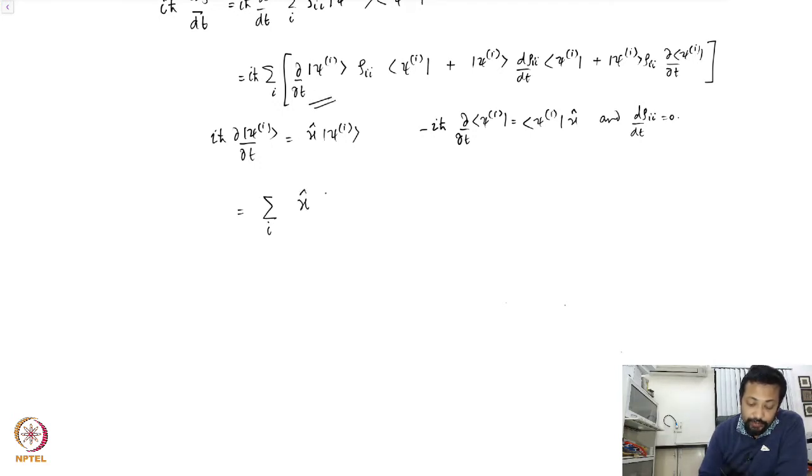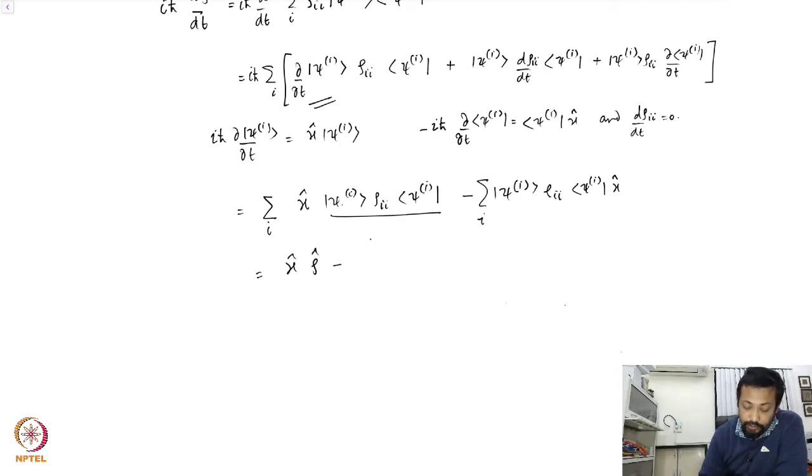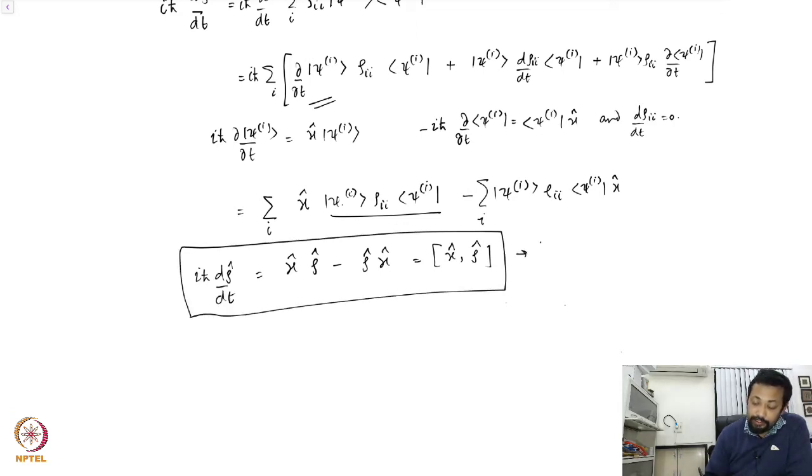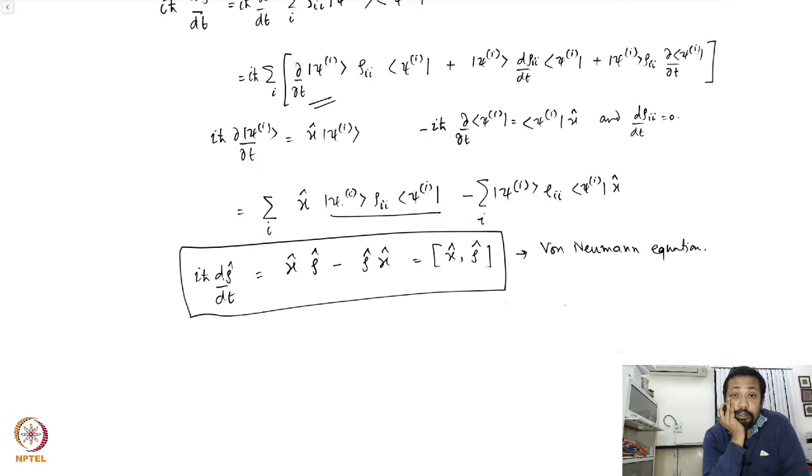So if we use this, then we can very easily see that the first term over here is going to be Ĥψ_i ρ_ii ψ_i, right, minus ψ_i ρ_ii ψ_i Ĥ. So sum over i. Since the sum is over just this, I can write this as Ĥρ̂ minus ρ̂Ĥ, which is the commutation relation [Ĥ, ρ̂]. So iħ dρ/dt is this quantity, and this equation is called the von Neumann equation, and this is the counterpart of the classical Liouville equation that we had derived.